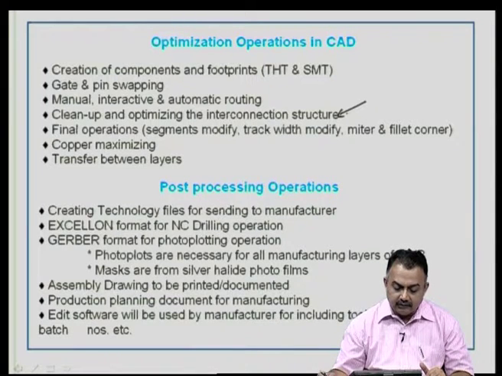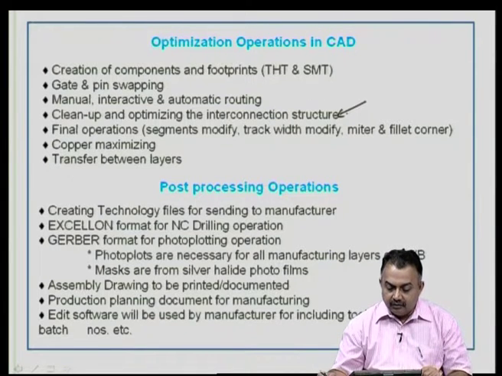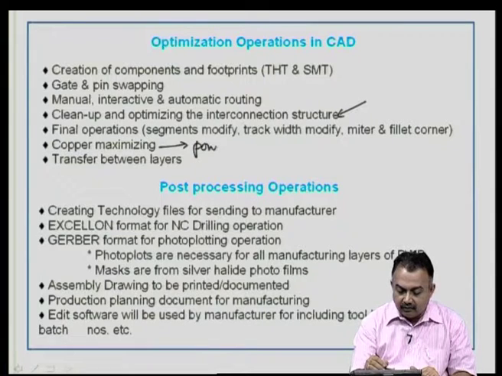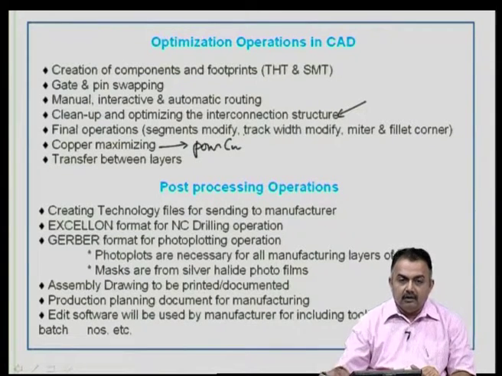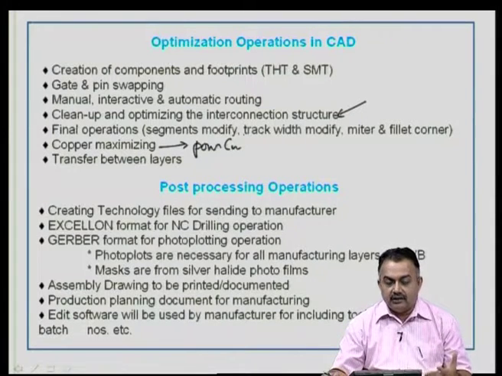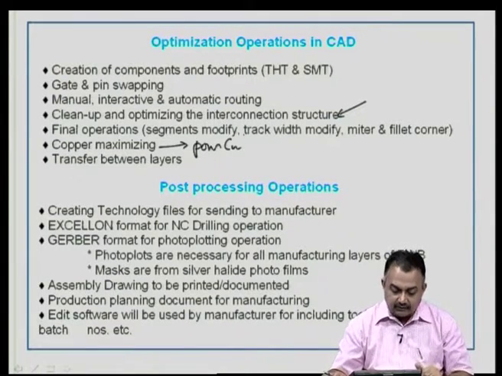So, the final operations will be, you can modify the segments manually, you can modify or change the track width later without going back to the schematic. So, mitering and filleting the corner can be done. Copper maximizing, in some cases you want to pour copper in the inner layers, we call it pour copper, because you are adding more copper to fill a certain area that can act as a heat sink, ground plane. Transfer between layers, you can move tracks from one layer to the other post processing.